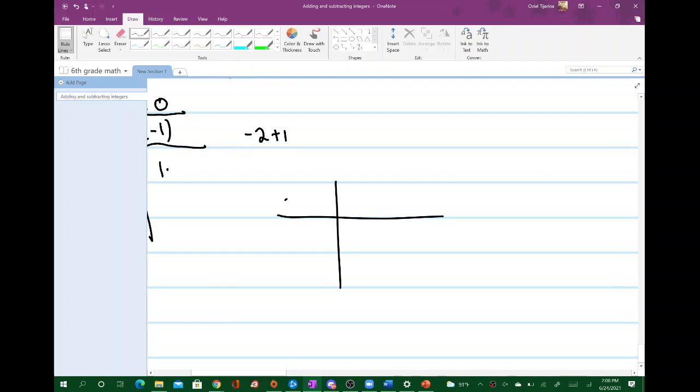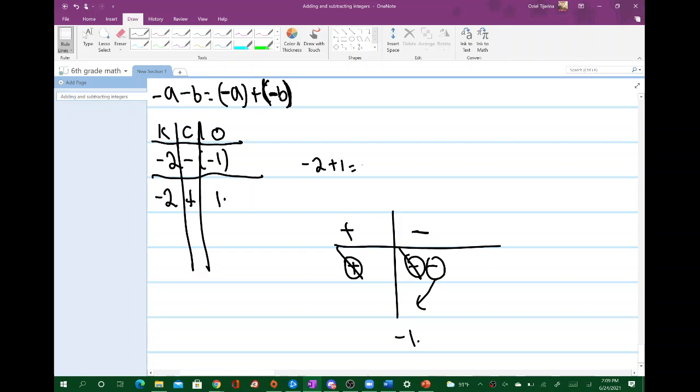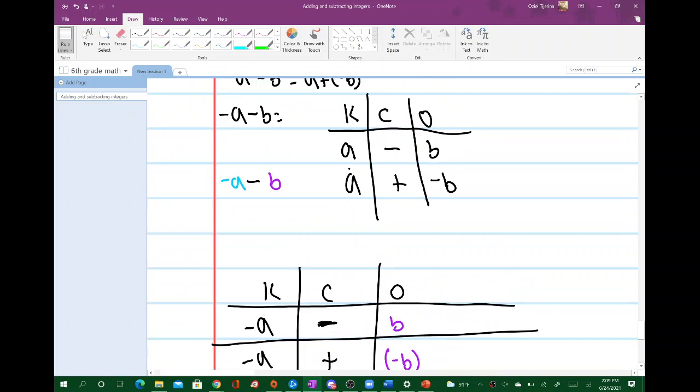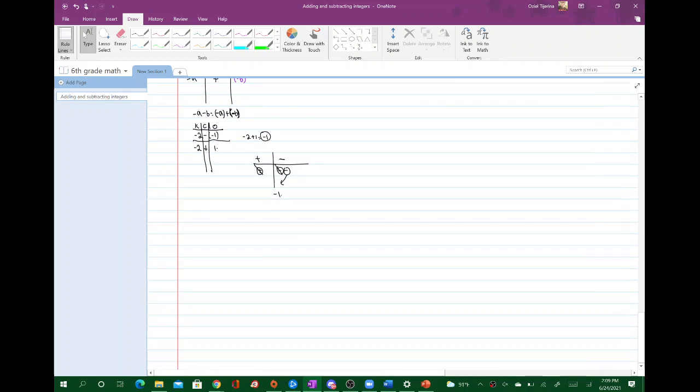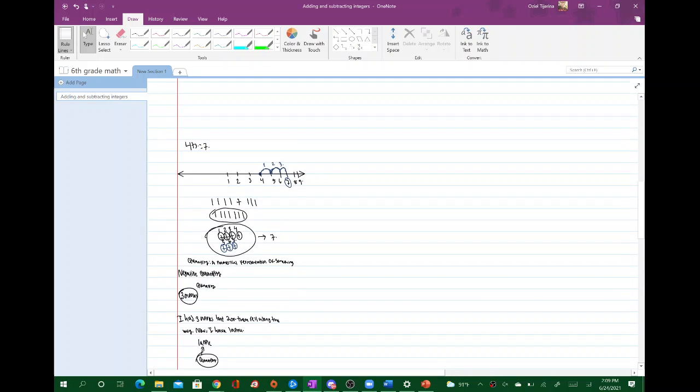And what is negative 2 plus 1? Well, if you do a chart, you have your plus symbol and your minus symbol. We only have one positive, and we have two negatives. So that means that when we cross out, we're going to be left with a negative. So that's going to be negative 1. So really, negative 2 plus 1 is just negative 1. And that is your answer. And that is how you subtract these numbers, right? That's really just how it works.